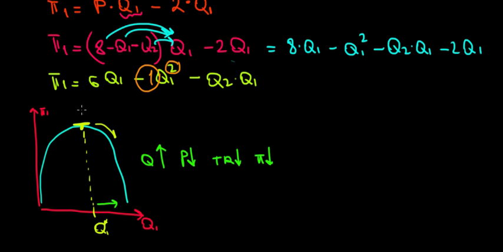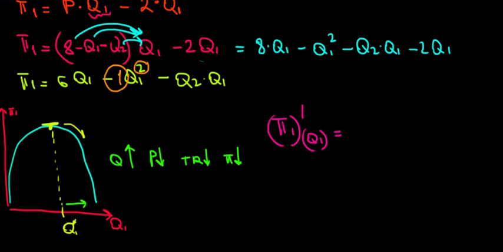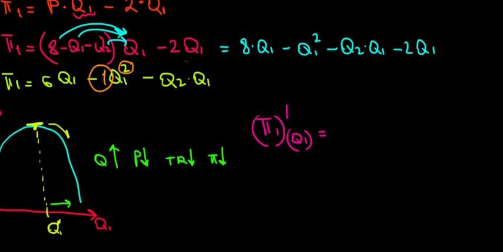That's the logic here. Now, to find the quantity that maximizes profit, we can see that the slope is flat at the peak, and that means the derivative is going to be equal to 0. So we're looking for the derivative of the profit of the first company with respect to Q1. We differentiate 6Q1 minus Q1 squared minus Q2 Q1 with respect to Q1. The derivative of 6Q1 is 6, minus the derivative of Q1 squared, which is 2Q1, and then minus Q2 times Q1, whose derivative is Q2.